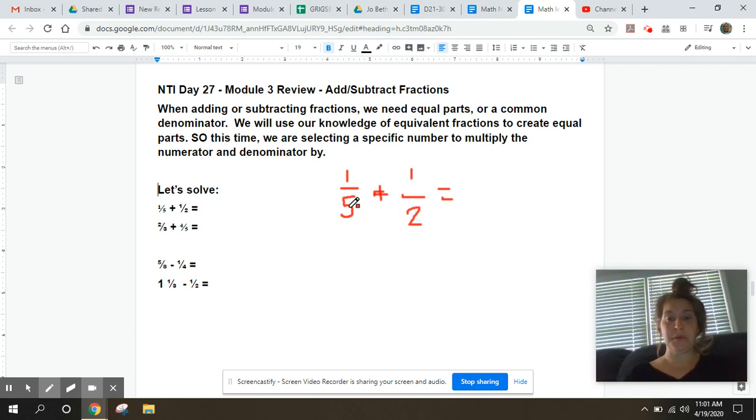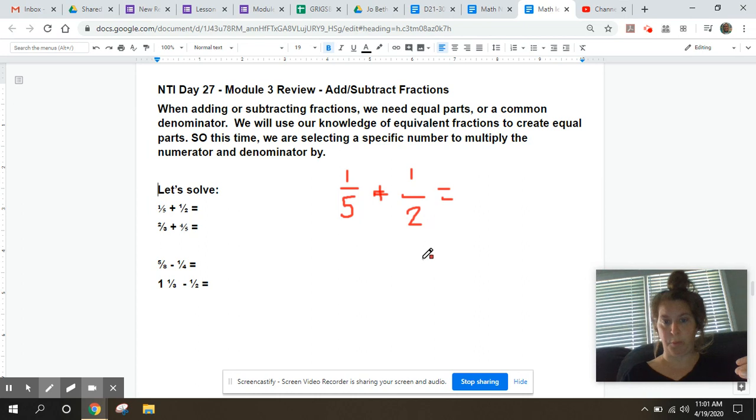And so what we're going to do is, yesterday we learned, we reviewed, that we can multiply a numerator and a denominator by the same number to get an equivalent fraction. And so that's your goal. You're trying to get both pizzas cut into the same amount of equal parts.